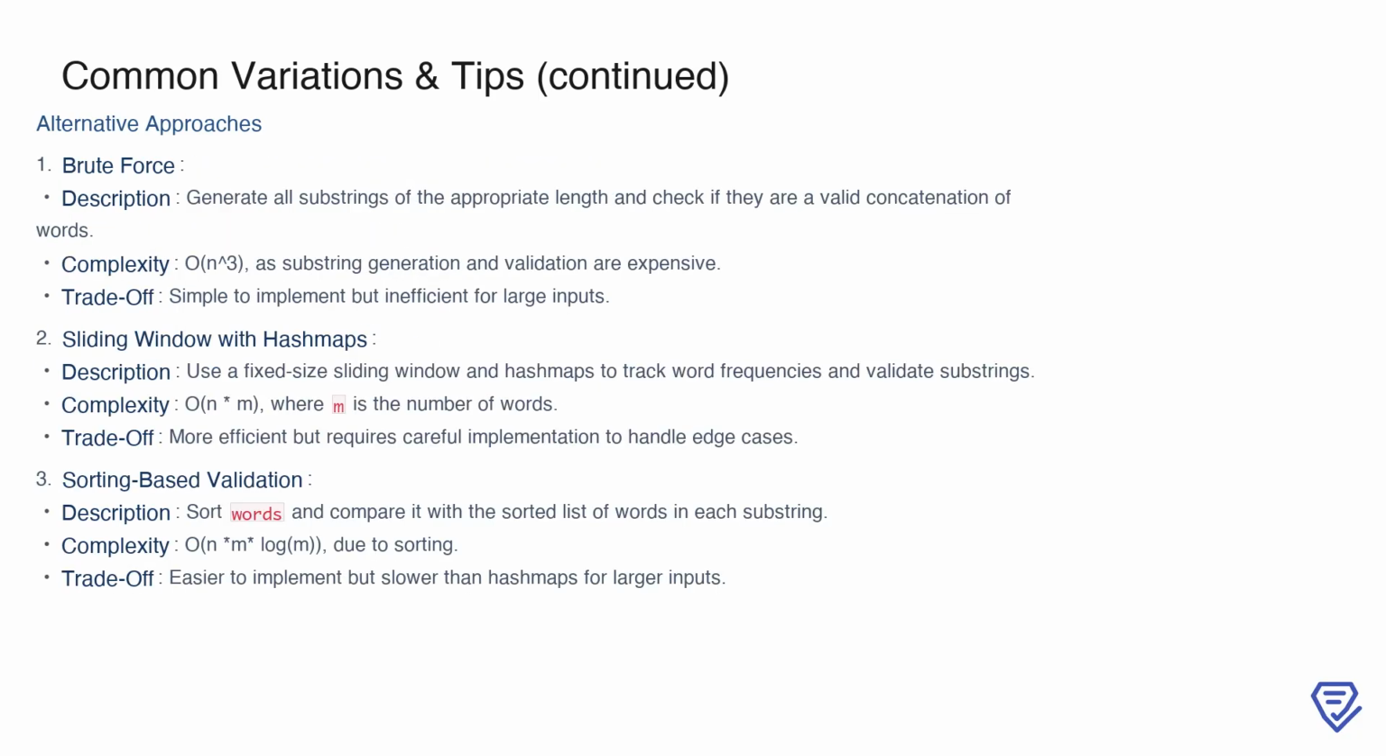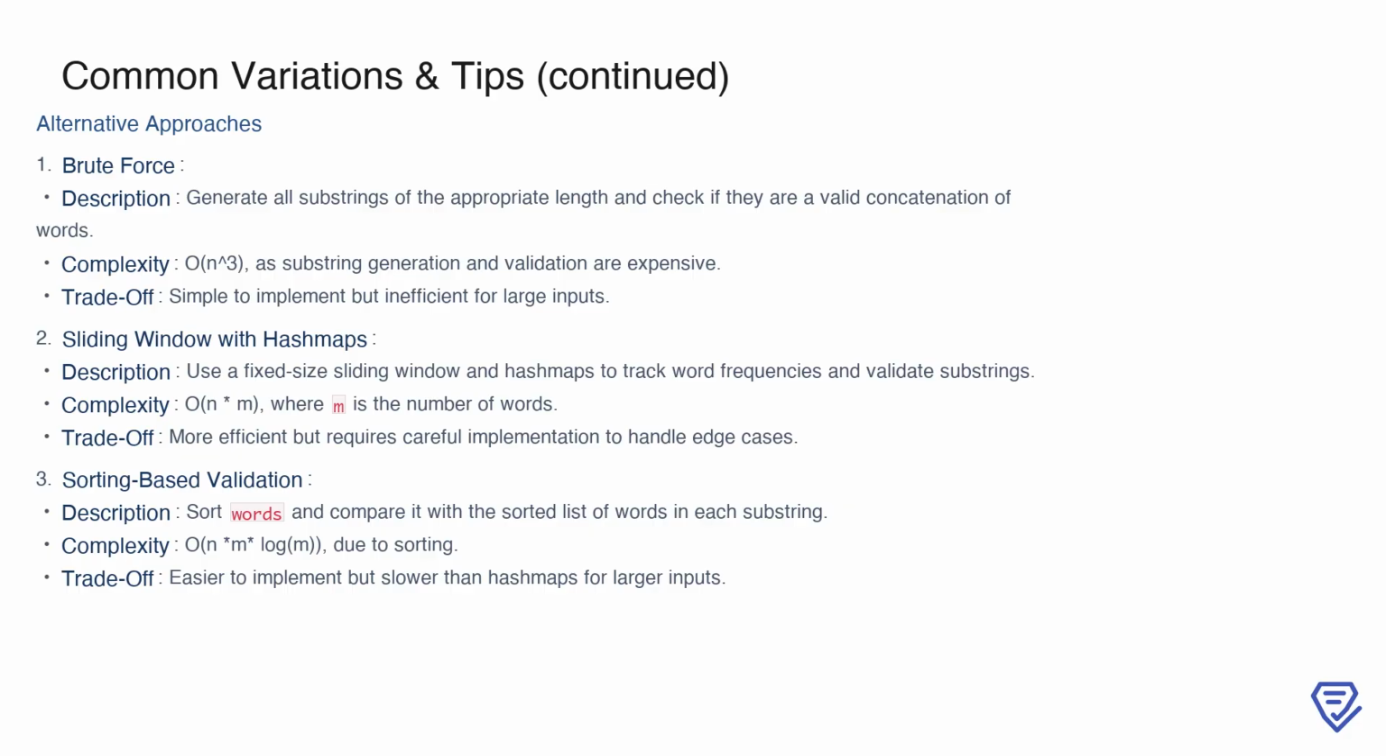There are alternative approaches to solving this problem, each with its own trade-offs. The brute force approach involves generating all substrings of the appropriate length and checking if they are a valid concatenation of the given words. While this method is simple to implement, it has a time complexity of n cubed, making it highly inefficient for large inputs.